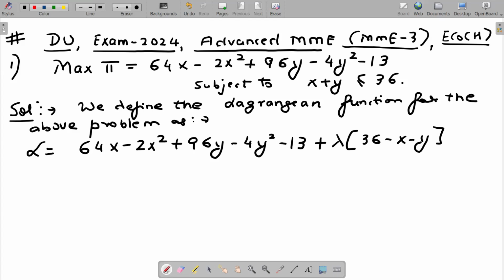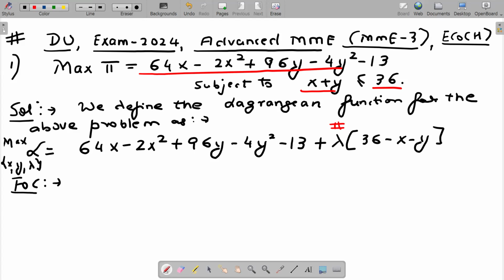Remember from my lectures on constraint optimization, the Lagrange is always the objective function plus the Lagrange multiplier lambda times the constraint, the right hand side of the constraint minus the left hand side of the constraint. This is how we define the Lagrange. And now we need to maximize the Lagrange and we need to choose x, y and lambda. So my choice variables are x, y and lambda. We need to choose x, y and lambda to maximize the Lagrange.